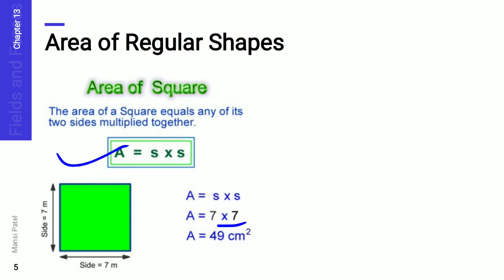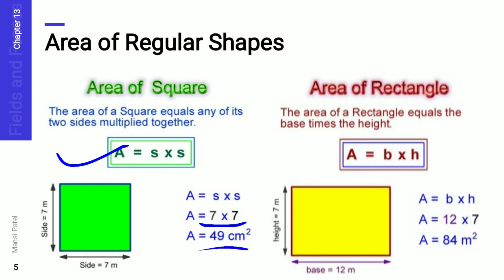Now what is the measurement of that side? That is 7 centimeter. So here you want to do the multiplication of 7 into 7. That is, 7 sevens are 49. 49 centimeter square. This is the answer. And this is the formula to find out the area of a regular shape.